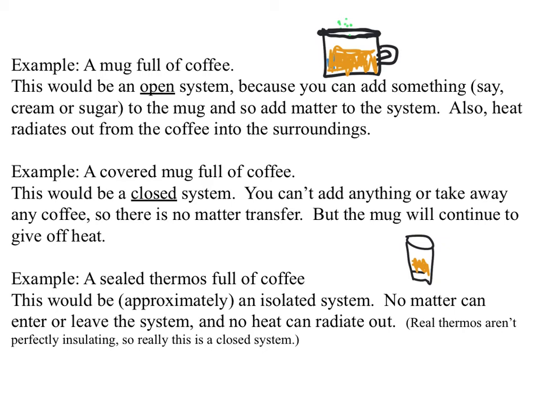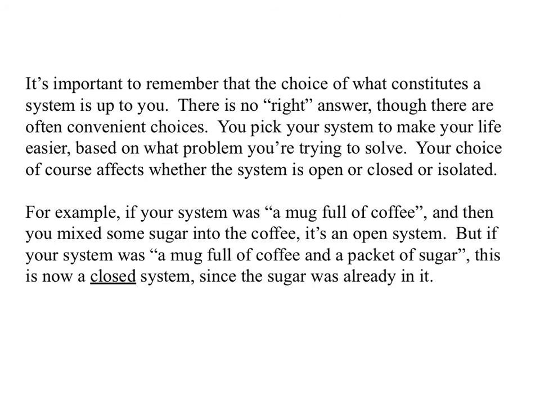Real systems, of course, aren't perfectly insulating. So really, this would be a closed system, but a very weakly closed system because it'd be almost isolated. And we'll often do things where we assume ideal cases, and it is isolated. It's important to remember the choice of what constitutes the system is up to you. There is no right answer, although there's often convenient choices. You pick your system to make your life easier, based on what problem you're trying to solve. And your choice, of course, affects whether the system is open or closed or isolated.